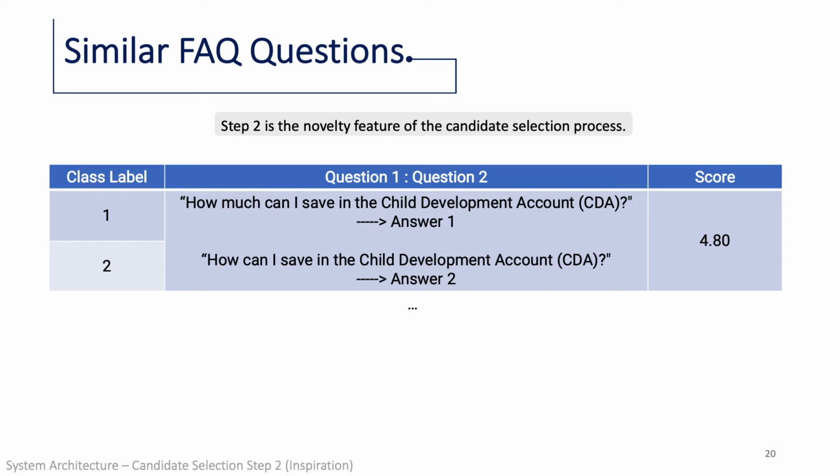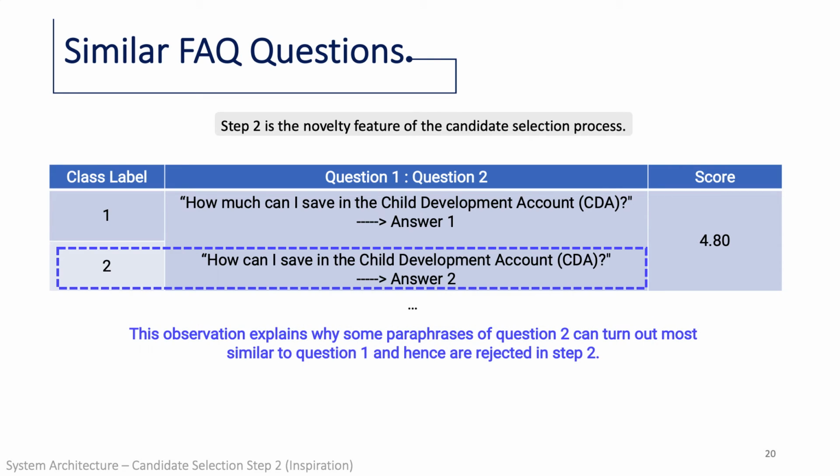For example, the question with class label 1 and the question with class label 2 are mapped to answer 1 and 2 respectively. But when we compute the similarity score between the two questions, we obtain a very high similarity score of 4.0. I have provided more examples of similar FAQ pairs in my FYP report. This observation explains why some paraphrases of question 2 turn out to be more similar to question 1 and hence are rejected in step 2. We will now look at the demonstration of step 2.